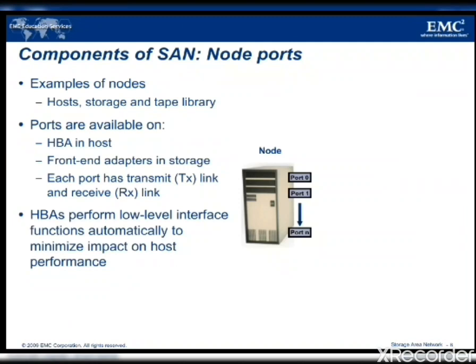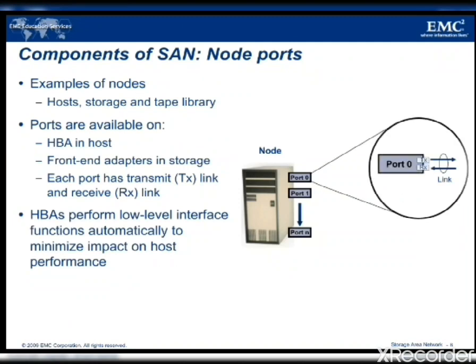As you can see in this diagram, there is a node, an end device in the FC SAN architecture. This end device has certain ports. Two or more ports are required to establish communication between nodes: port 0, port 1 up to port N. These ports are integral components of these nodes. Ports are available as HBA, host bus adapters, in a host, and as front end adapters in storage.